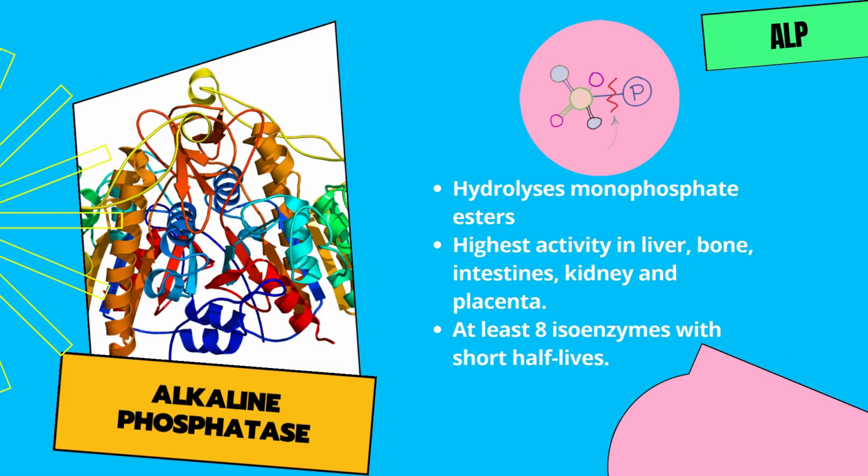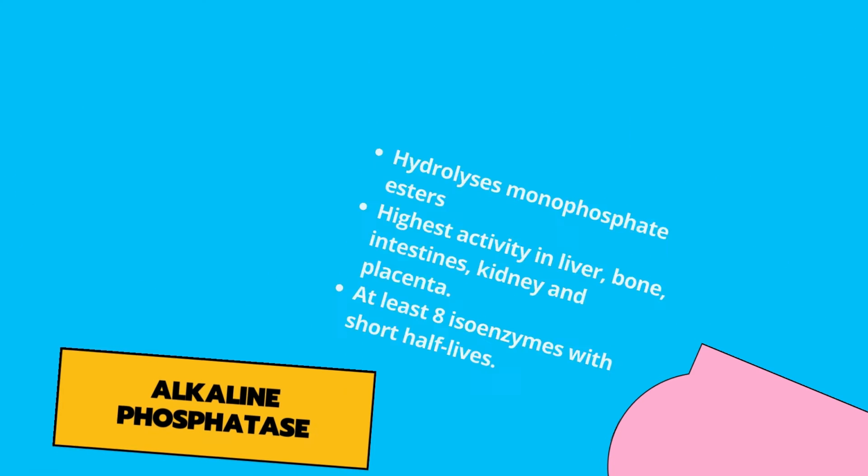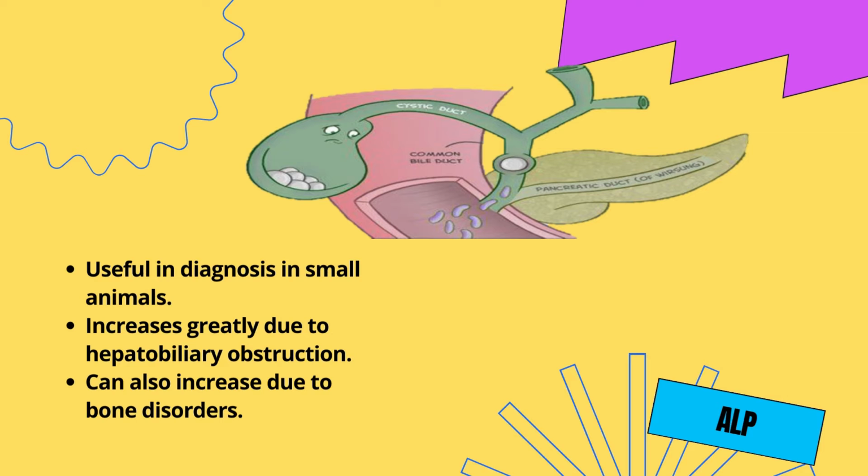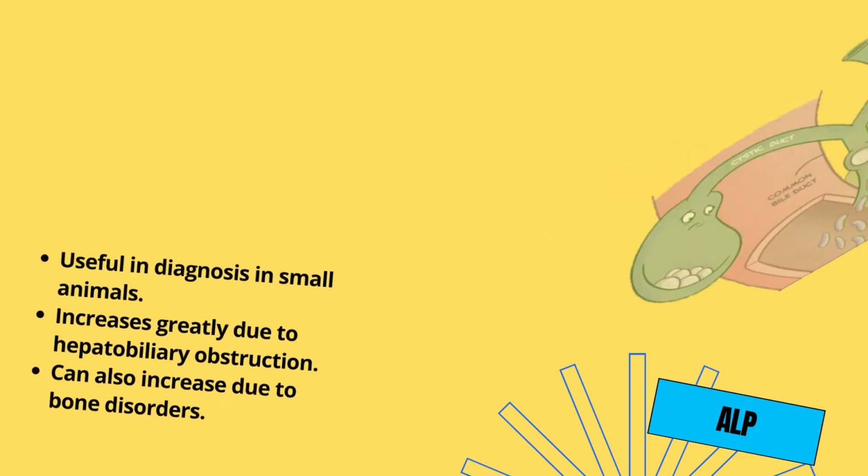Alkaline phosphatase hydrolyzes monophosphate esters. It has the highest activity in liver, bone, intestines, kidney, and placenta. It has at least 8 isoenzymes with short half-lives. It is useful in small animal diagnosis, increases greatly due to hepatobiliary obstruction, and can also increase due to bone disorders.